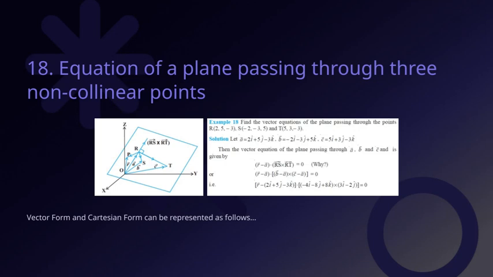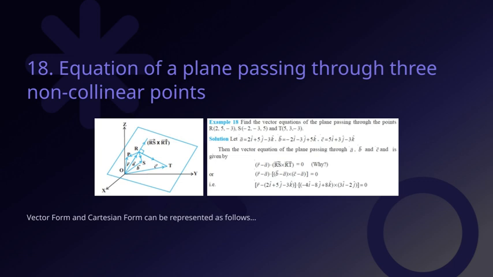Now, moving on to slide 16, let's talk about how vectors and Cartesian equations can be expressed in different forms. As you can see, both the vector form and the Cartesian form are powerful ways to represent geometric entities, and understanding how to switch between these forms is key for solving many problems.